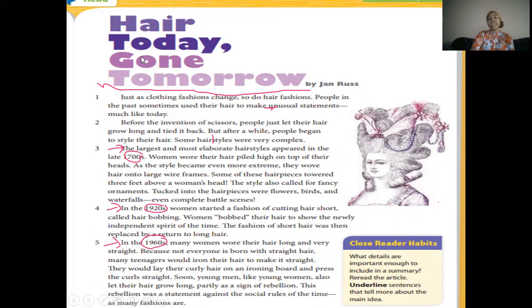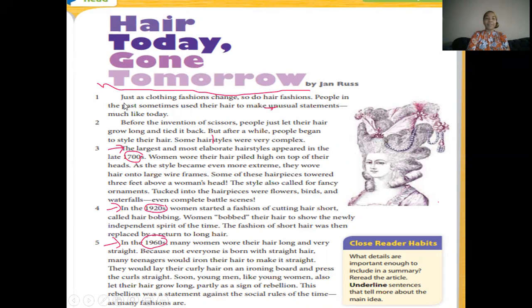The title of our text is Here Today, Gone Tomorrow. Let's underline the title. Let's look at the picture. Before I even read, I can pretty much predict that this is about hairstyles long ago and how they're not the same. Do we wear our hair like that now? Of course not.